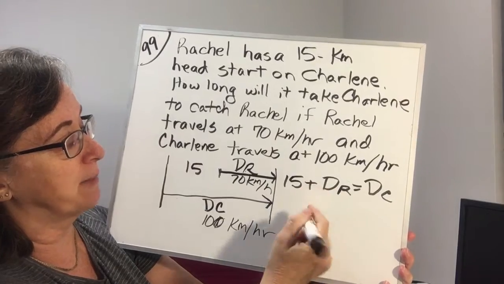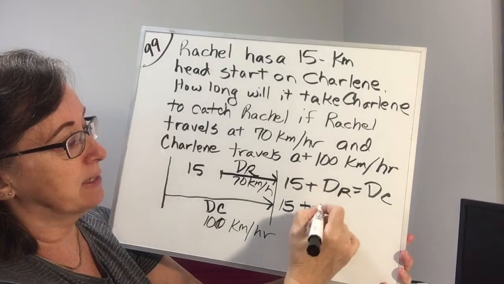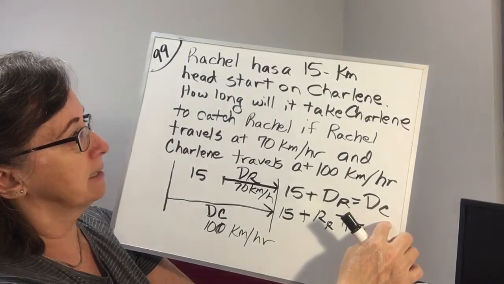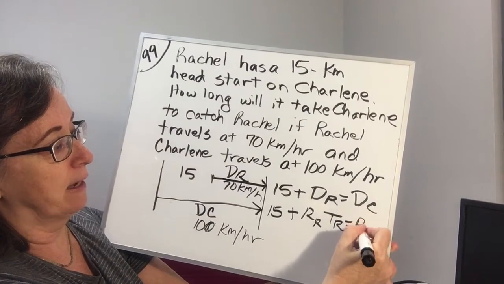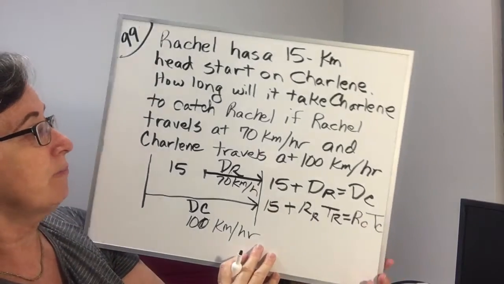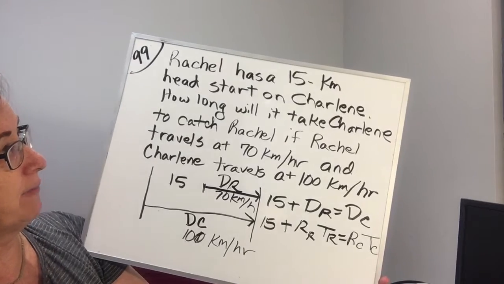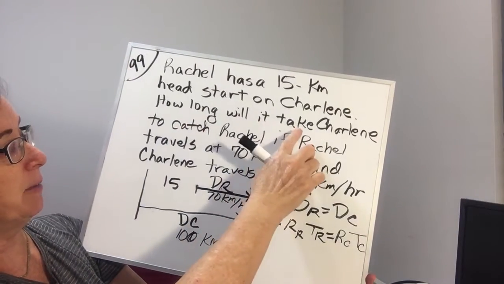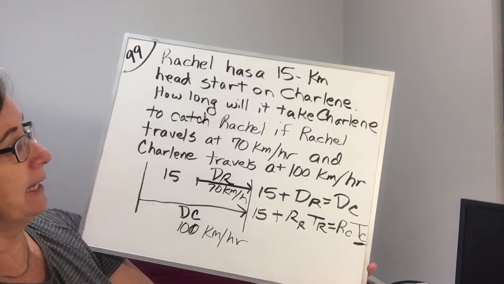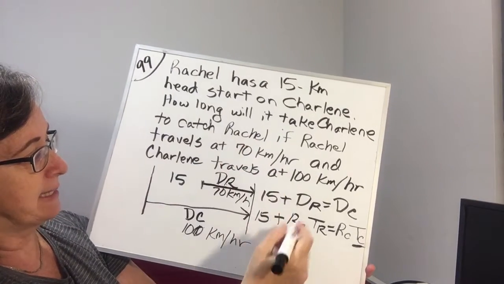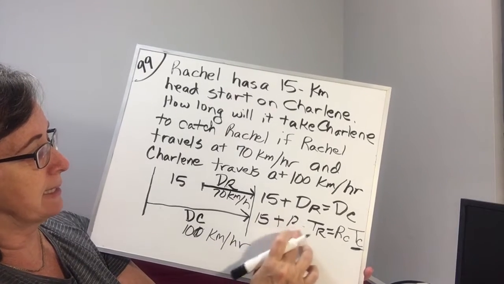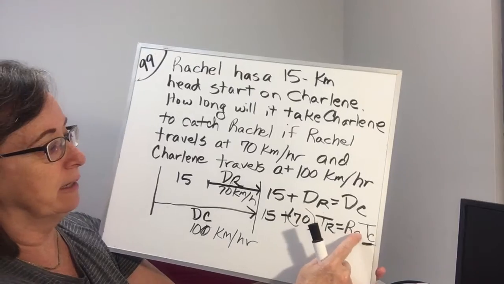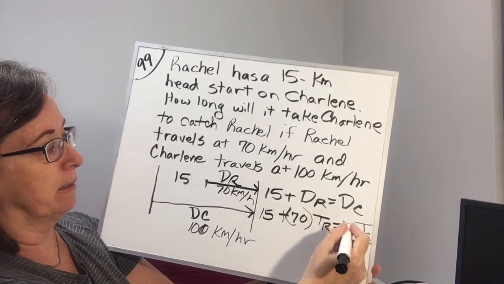Okay, so now let's put in our rate times time. So 15 plus, and then distance is rate of Rachel times time of Rachel, and then distance of Charlene is going to be rate of Charlene, time of Charlene. Okay, so now let's go back and let's put in all of the things that we know. So we already have the 15 kilometers right there, and then we are looking for the time of Charlene. That's what we're looking for. And then it says that we have Rachel at 70 kilometers per hour. So Rachel's rate is 70 kilometers per hour. And Charlene travels at 100. So rate of Charlene is 100 kilometers per hour.